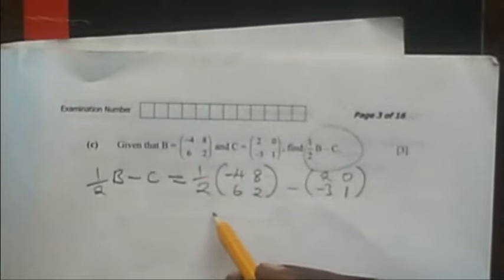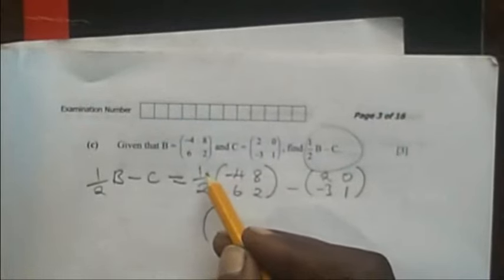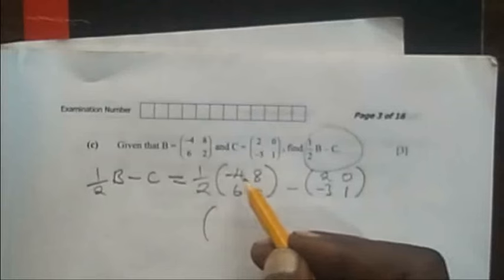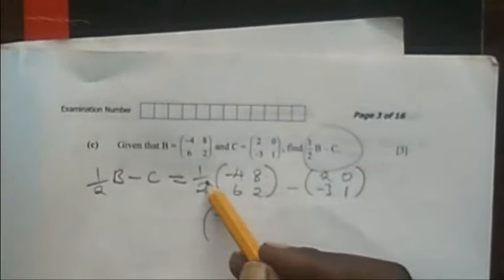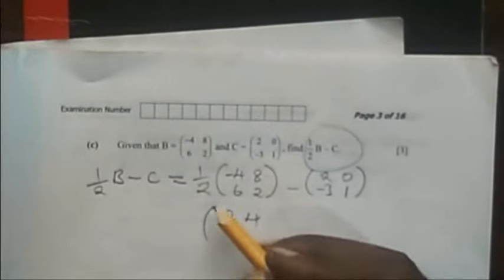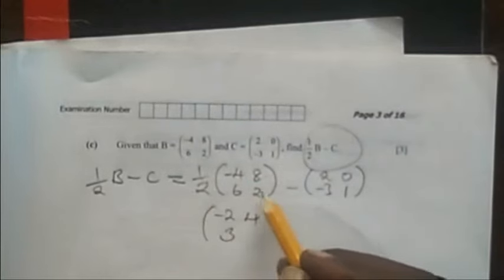So I'm going to open the matrix. Then 1 over 2 multiplied by negative 4 will give us negative 2. Then 1 over 2 multiplied by 8 will give us 4. Then 1 over 2 multiplied by 6 will give us 3. Then 1 over 2 multiplied by 2 will give us 1. Okay, and we're going to close bracket. This is the product of matrix B when it's multiplied by a scalar, which is 1 over 2.